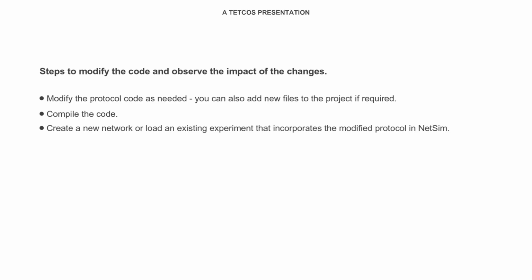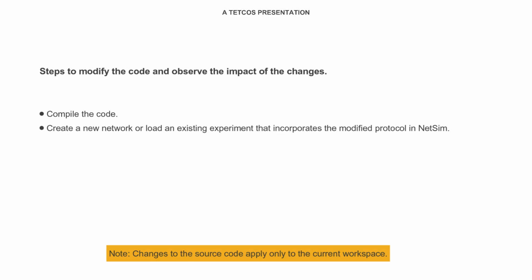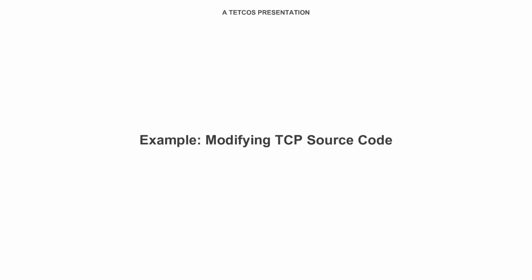Create a network in NetSim or load an existing experiment that uses the modified protocol. Run the simulation. NetSim will execute based on the updated code. Note that the changes made to the source code apply only within the current workspace. Let's take a simple example of modifying the TCP source code in NetSim.